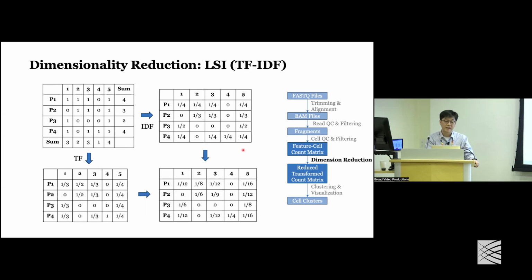And then TF-IDF is essentially just a combination of these two. It's a cell-wise calculation. So intuitively, it essentially provides more weight to rare peaks. And then you will get even more weight if the peaks are present in a rare cell type, something like that. So that's the idea.